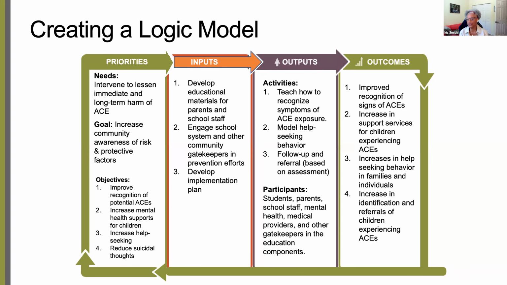Making resources available so that families and individuals who are experiencing ACEs can seek help, finding out in the community where the sources of help and support are. And also, as you work with your partners in collaboration, think about how you can build additional resources within the community. And then, of course, it's increasing the identification and referral of those children once you've identified those resources. So these are the things that are going to change as a direct result of what you do here, okay? And like I said, you're probably already doing a lot of this anyway.